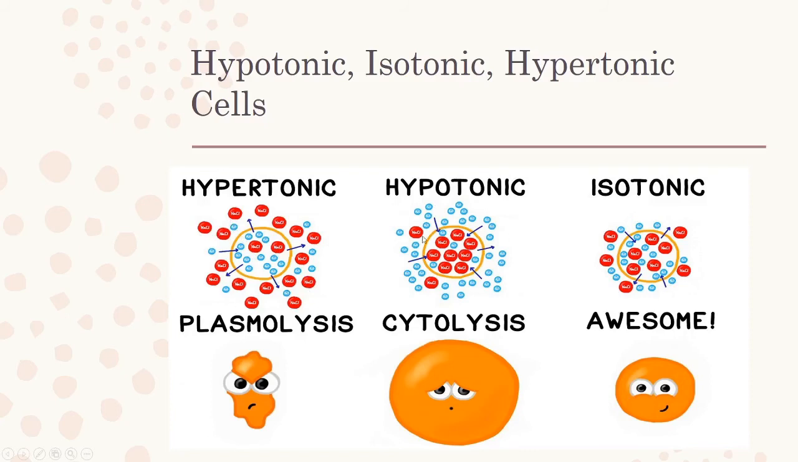But in hypotonic, there is a higher water potential outside the cell, and inside is a lower water potential, so the water molecules from outside will enter the cell so that it can be an isotonic solution. Now what is an isotonic solution? It is where the water potentials in the extracellular space and in the intracellular space of the cell are equal.